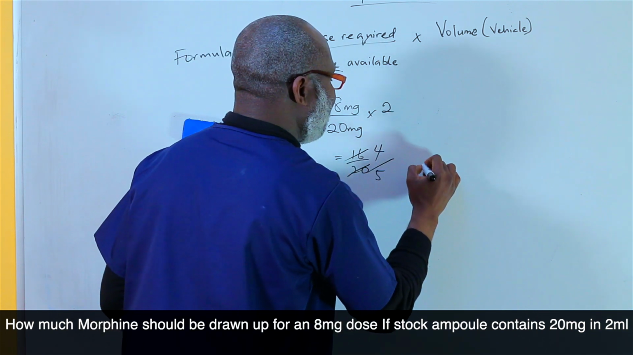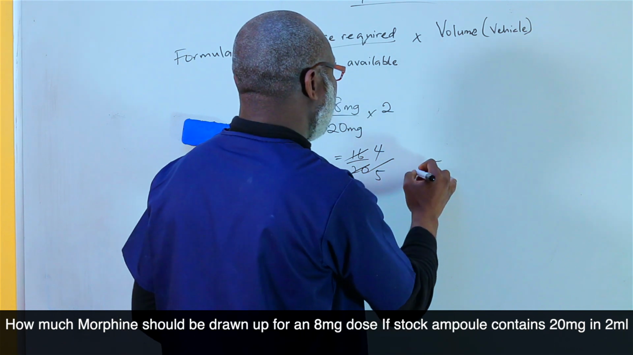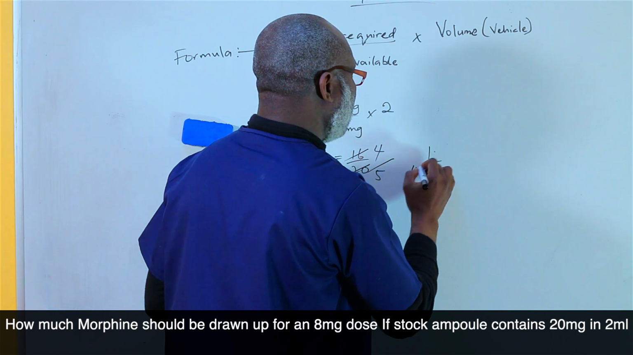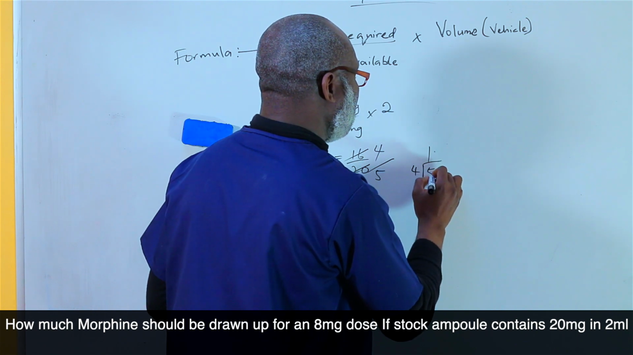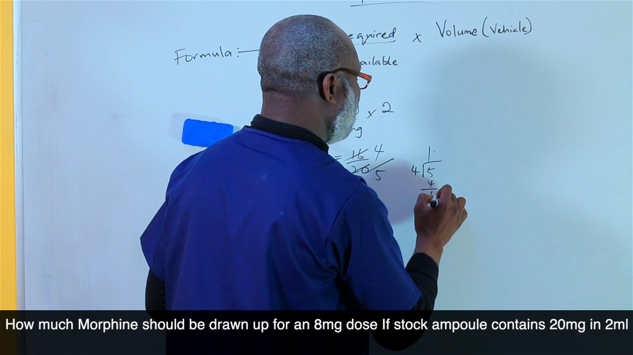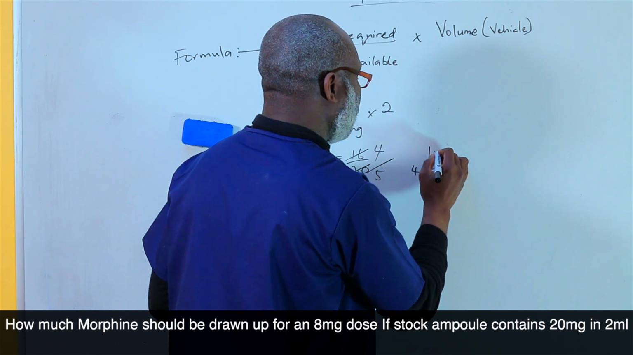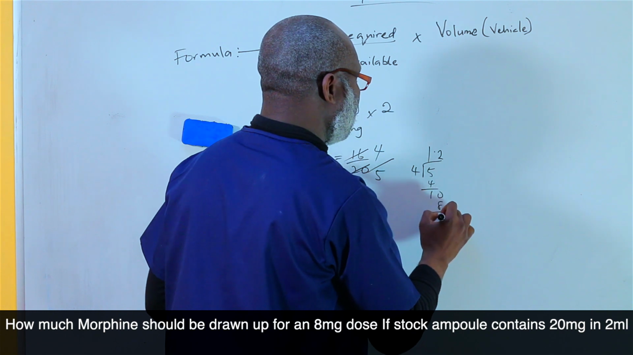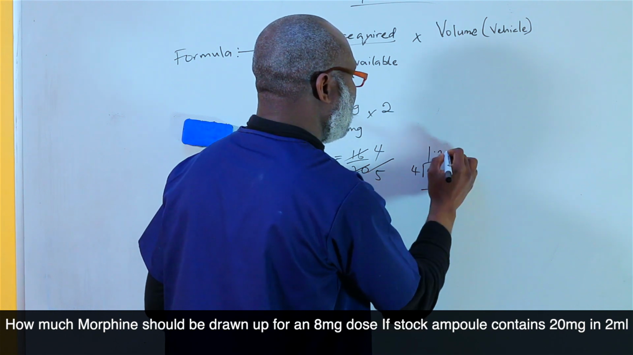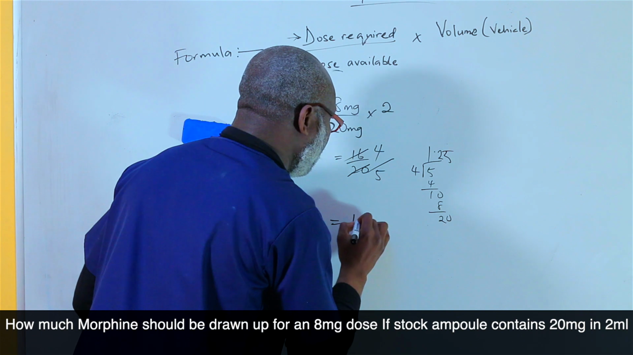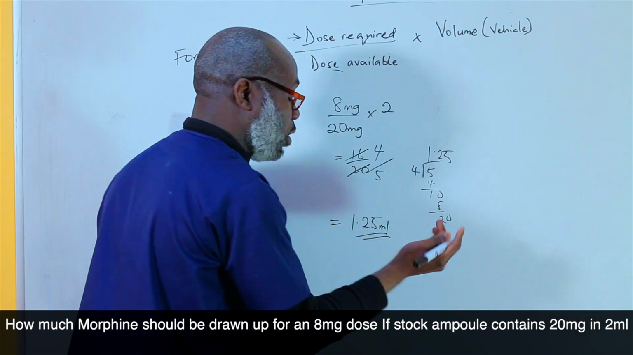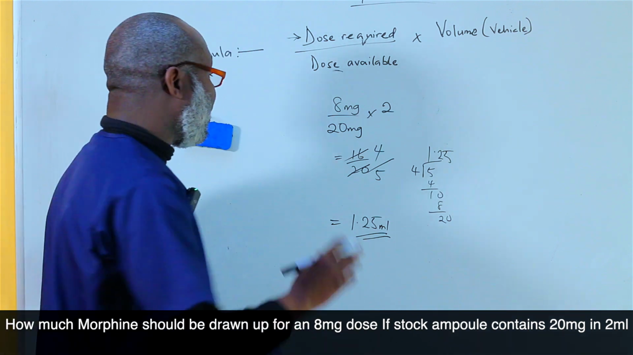What is 4 over 5? I believe that is 4 into 5 is 1, then 1, 0. 4 into 10 points 2 is 2, 8 in 20. 1.25. So 1.25 milliliters is what you're going to draw up. That is it. Very, very simple.